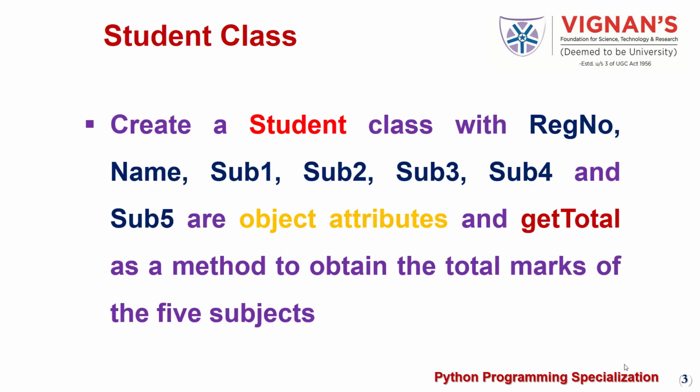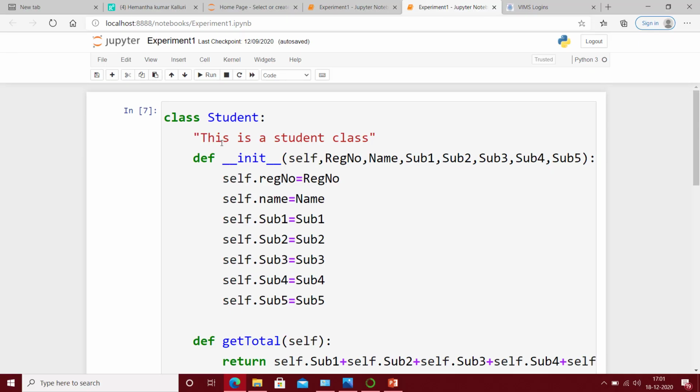Let us discuss how to create a student class with register number, name, subject 1, subject 2, subject 3, subject 4 and subject 5 as object attributes, and get total as a method to obtain the total marks of the 5 subjects. Whenever we need to create a student class, we use the keyword class Student, and this is the docstring.